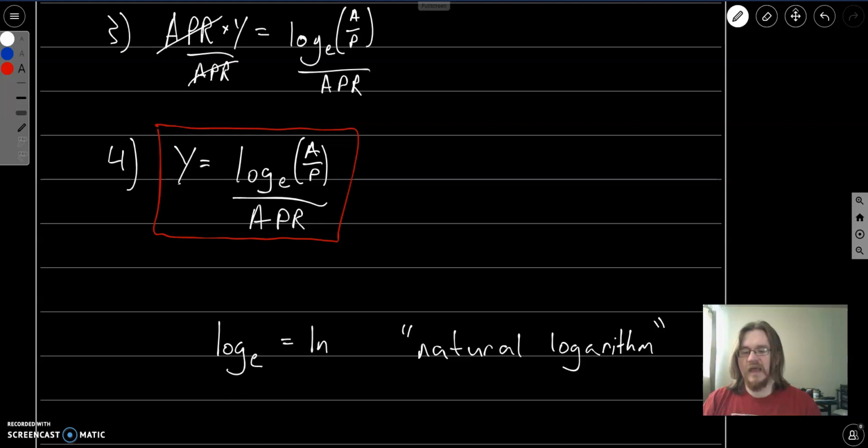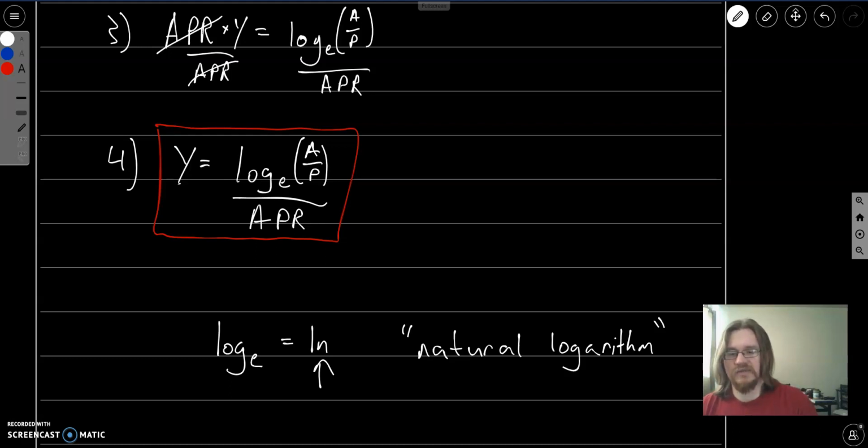And it's because e shows up in so many equations across so many fields, whether it's finance or engineering or really any branch of science. E shows up so often that log base e is given a special name. So it's called ln, or the natural logarithm.